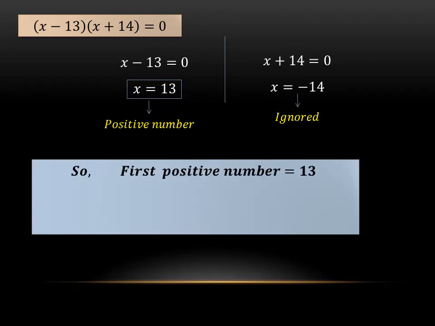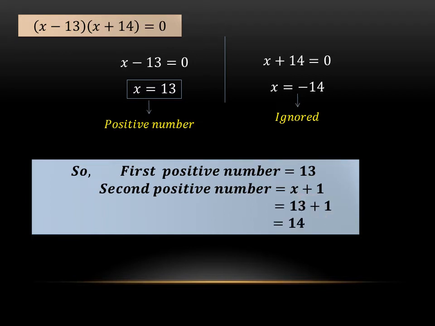So the first value that we supposed was x and the first number is 13. The second positive number was x plus 1. It means we are going to write 13 plus 1 and the answer will be 14. So are they the consecutive numbers, 13 and 14?